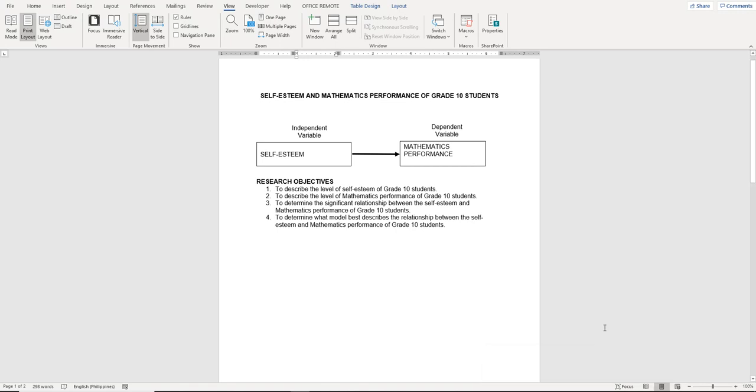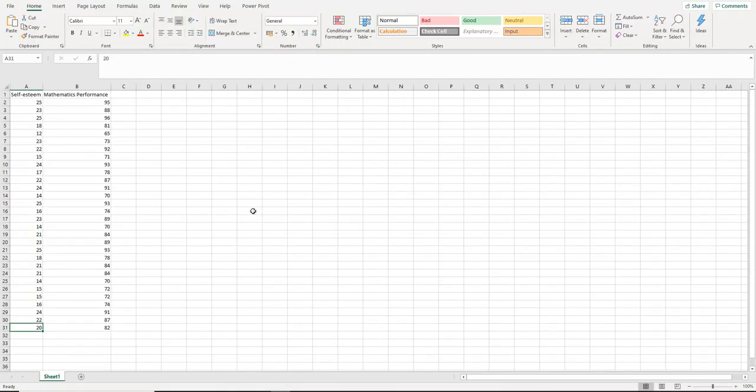Okay, let's continue. Let's say we already have the data of the self-esteem and the mathematics performance. So here we have the data. There are 30 students under the investigation, and we have the mathematics performance of those students. Now, how are we going to use the MegaStat?